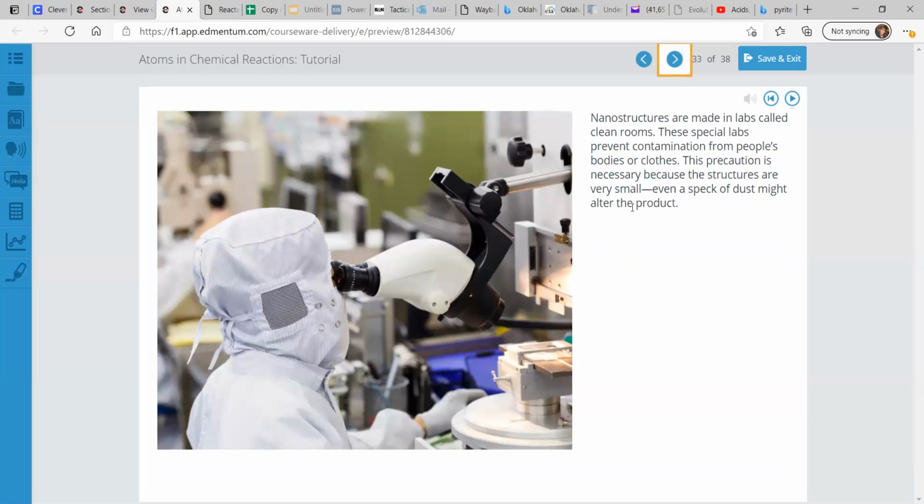And scientists make these structures in labs called clean rooms. These special labs prevent contamination from people's bodies or clothes. So that's why they're wearing that safety clothing. This precaution is necessary because the structures are very small. Even a speck of dust might change the product.